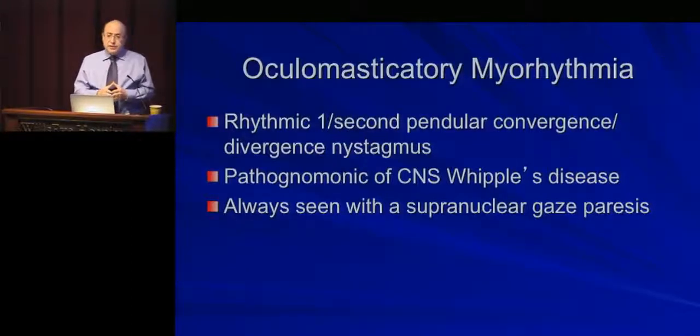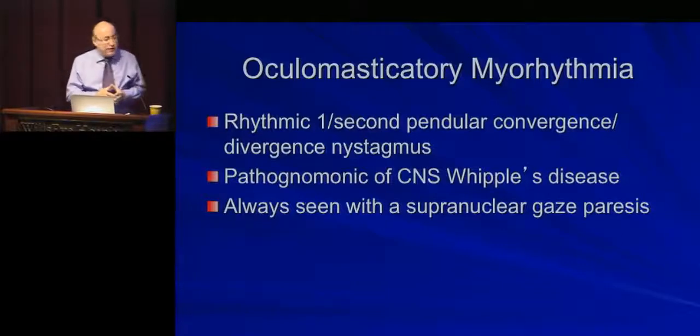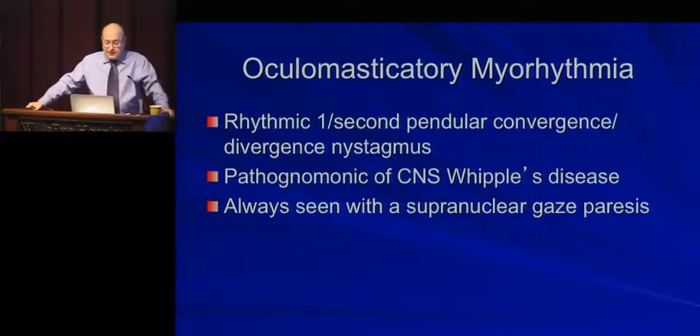A rare thing that's important to know, though, is called OMM, or oculomasticatory myorhythmia. It's a rhythmic 1 per second pendular convergence and divergence. Eyes go in, eyes go out. It's pathognomonic of CNS Whipple's disease. And these patients always also have a gaze paresis that's supranuclear.